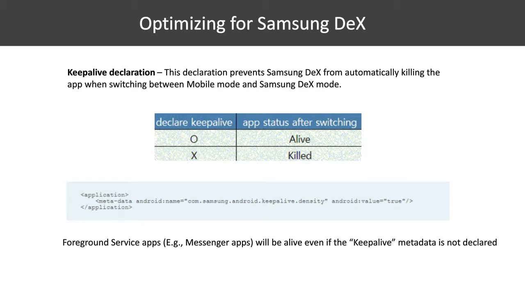Otherwise, your foreground activity will be killed and then restarted again when it switches to the Samsung DeX mode, if this declaration is not declared. So if you want to have a smooth transition, we suggest you declare this keep alive metadata in the Android manifest file.